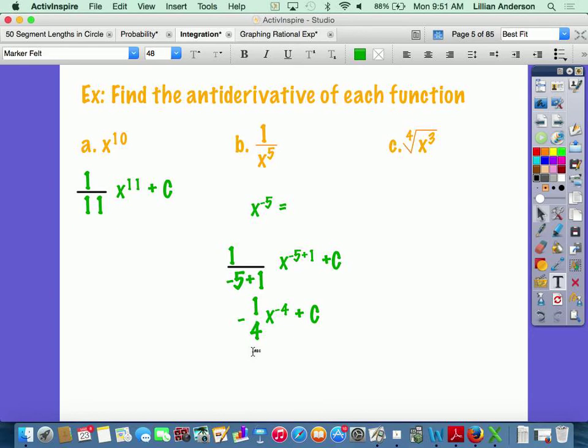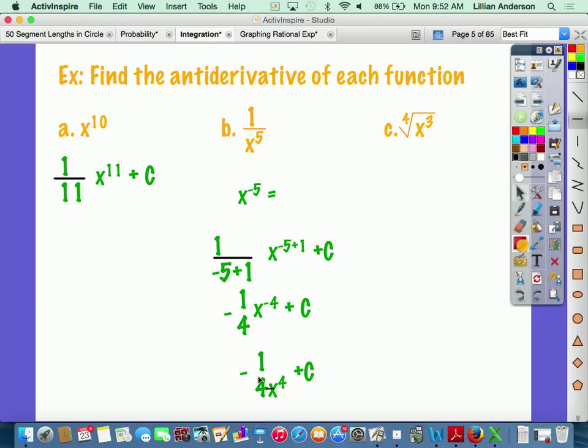But if we don't want to have any negative exponents, then we just have to make sure that we use our rules. Bring our exponent down, I'm sorry, not down to the front, down to the bottom. And then this is what we'll have here: negative 1 over 4x to the 4th plus c.